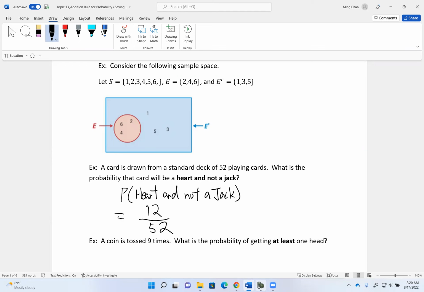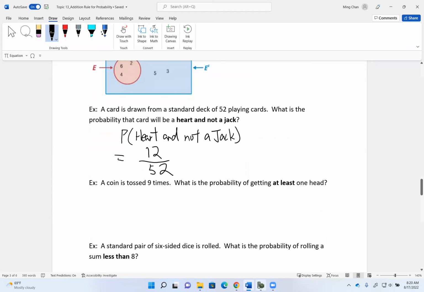So I know what I don't want. What I don't want is the jack of hearts. So what I want is the other 12 cards, out of the 52 possible outcomes. All right. So in a way, I figure out what I don't want ahead of time, so I know the probability of what I want.